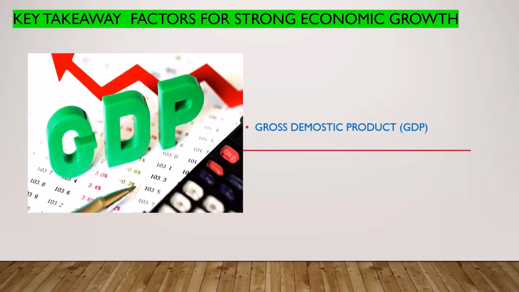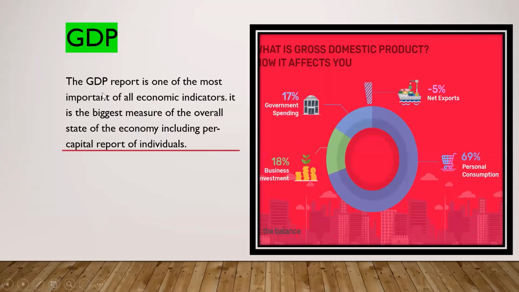Every country in the world has GDP. There's no country in the world that does not have a GDP rate. Then what is GDP? What is gross domestic product? You can see from my note here, the GDP report is one of the most important of all economic indicators. It is the biggest measure of the overall state of the economy, including per capita report of individuals. It talks about the overall economic activities of a country, including per capita, the amount of money people earn per day, or the amount of money people are paid per day.